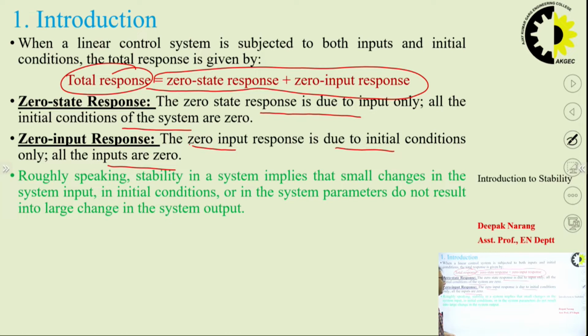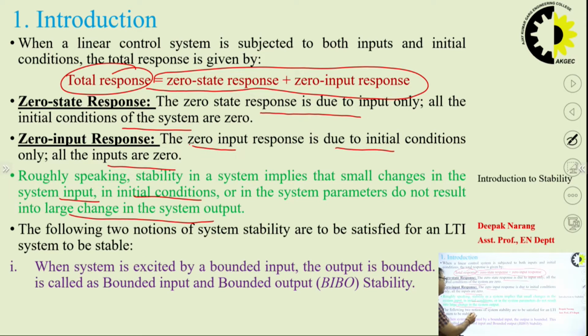And roughly speaking, we can say if a small change in the input or initial condition doesn't result in a large change in the system output, then we can say our system is behaving properly in a stable manner.